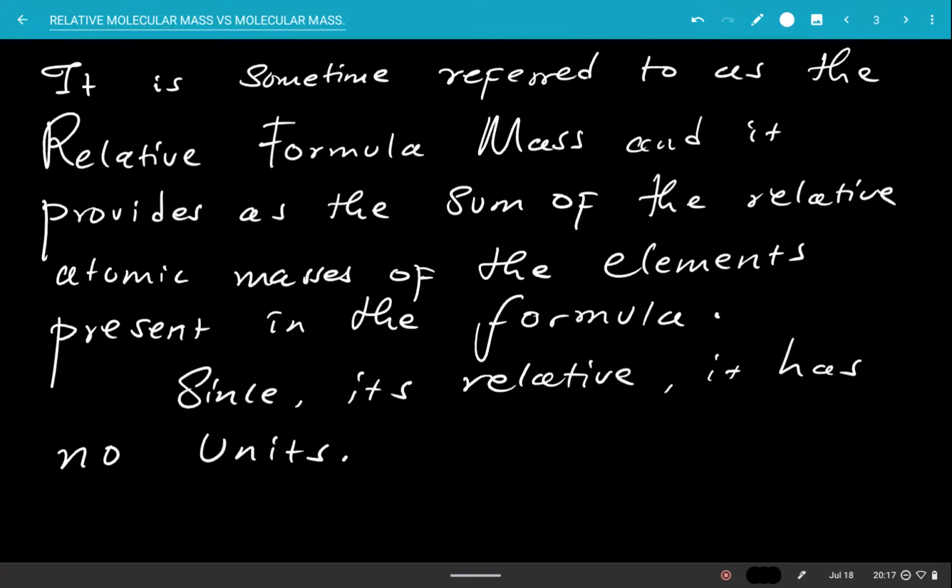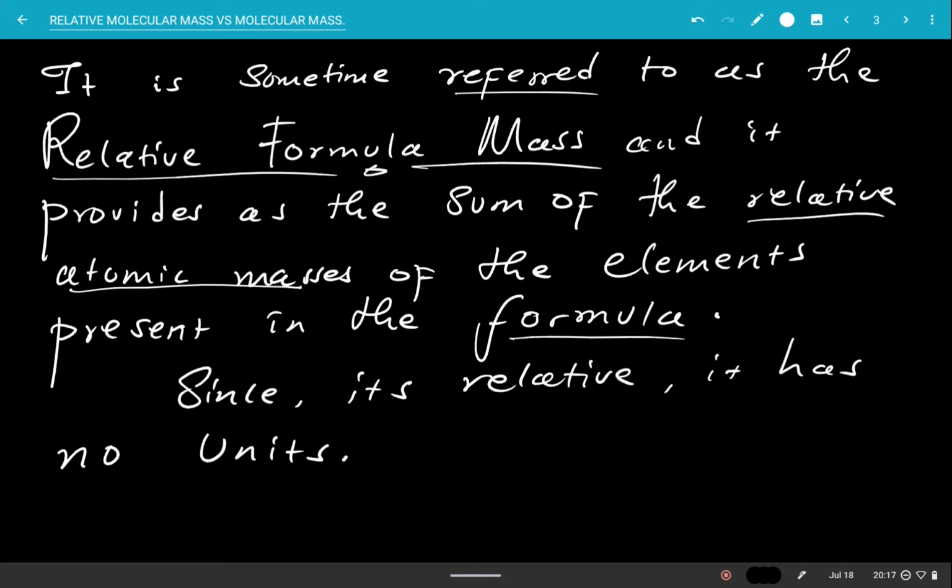So that is what it involves. Now you need to also know that the relative molecular mass is sometimes referred to as the relative formula mass, and it is one that provides us the sum of all the relative atomic masses of the elements present in that particular formula that has been given. It's basically doing the same thing. The difference is for the relative formula mass, I'll just give you a formula of a given compound. It could be an ionic compound like table salt, which is sodium chloride, and I'll expect you to find that relative formula mass. And because it's relative, the values will have what? No units.